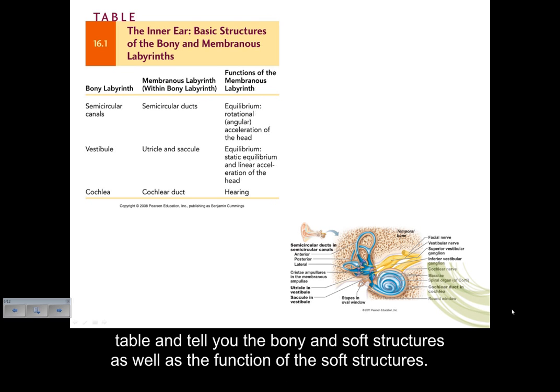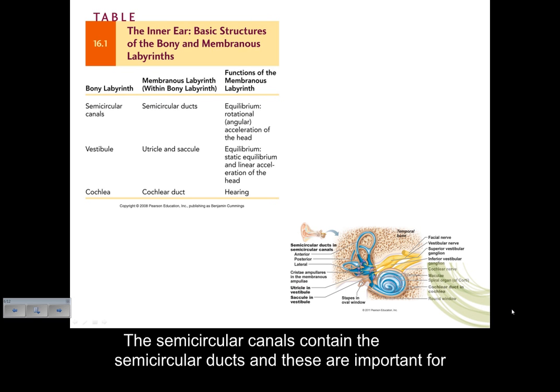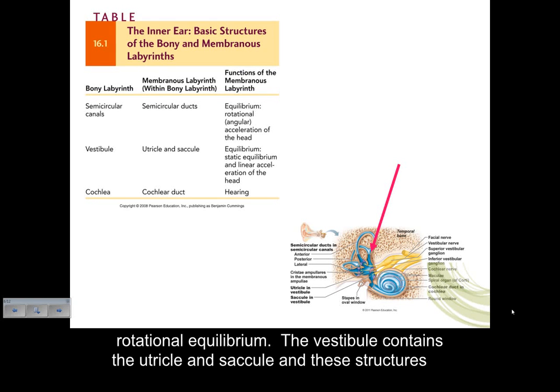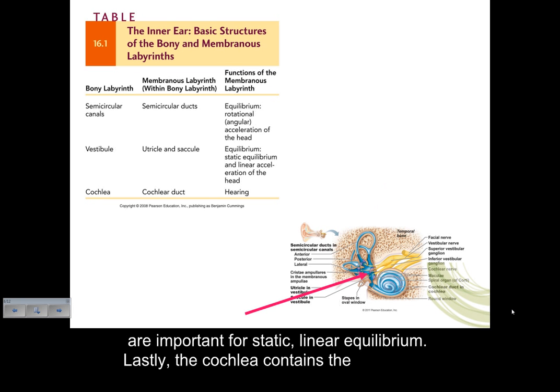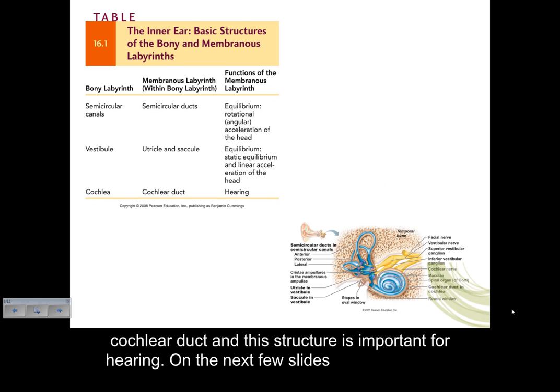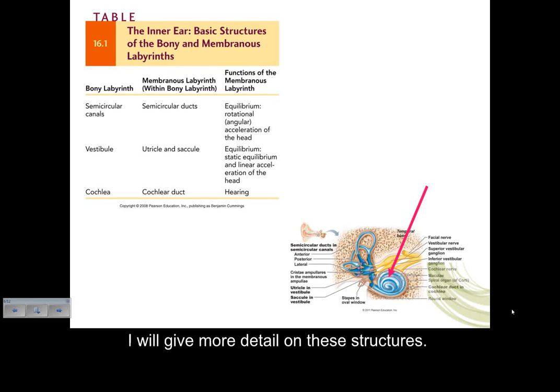I am now going to read through the table and tell you the bony and soft structures as well as the function of the soft structures. The semicircular canals contain the semicircular ducts, and these are important for rotational equilibrium. The vestibule contains the utricle and saccule, and these structures are important for static, linear equilibrium. Lastly, the cochlea contains the cochlear duct, and this structure is important for hearing. On the next few slides, I will give more detail on these structures.